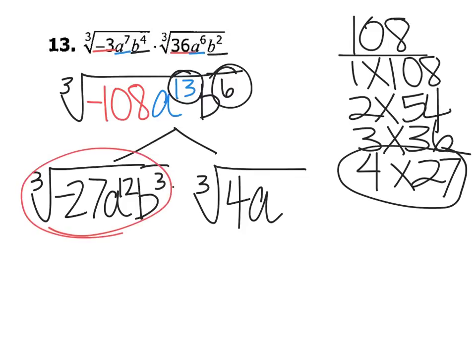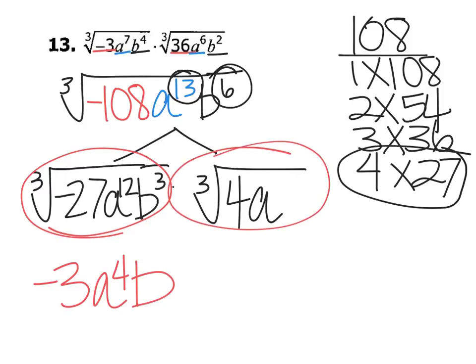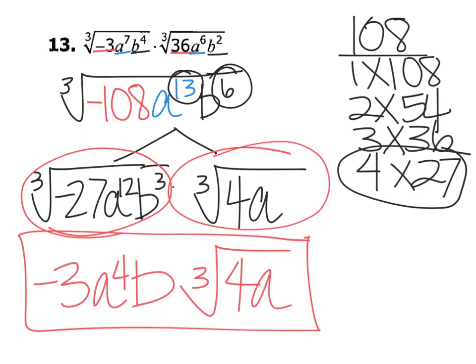So the cube root of negative 27 gives us negative 3. 12 divided by 3 gives us A to the 4th. 3 divided by 3 gives us a single B. And then we rewrite this because we can't simplify it any further, so we're left with cube root of 4A. And this is our final answer because it's as simple as it gets.